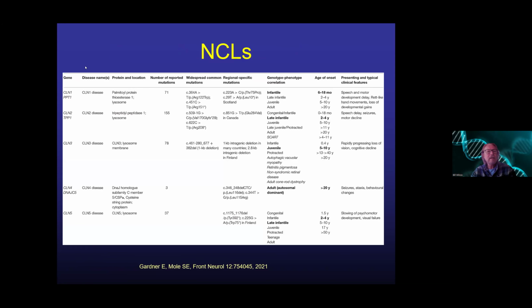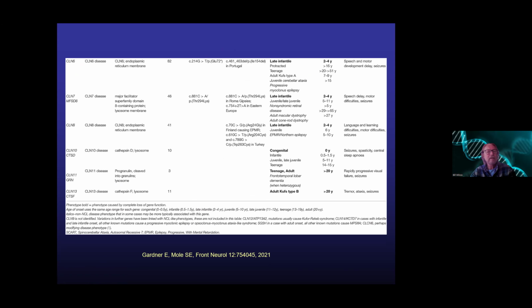It's not like they're filling in any sequencing gaps like they used to do with panels. So these are the NCLs, and you can see the different types. I'm not going to go through this table, it's boring, but it's just ages of onset and seizures, and there are different ages of onset depending on how severe it is for each one of these, all the way up to CLN13.